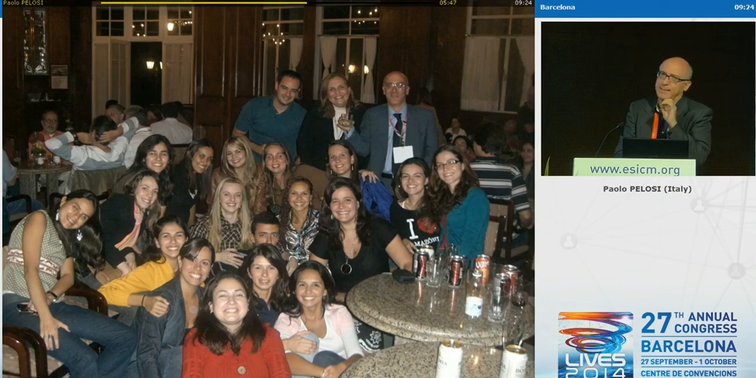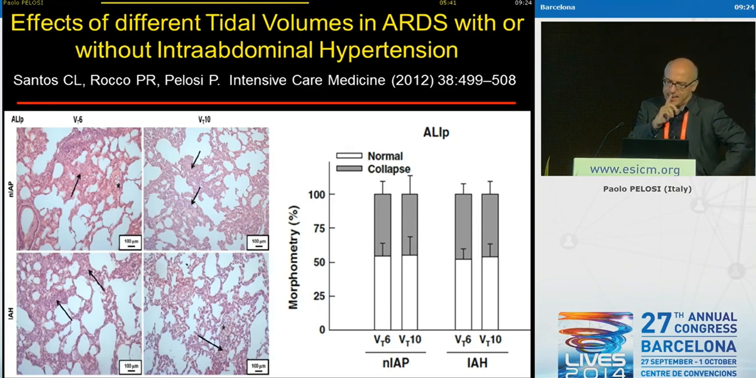Now I show you some data from animals that we did with Patricia Rocco in Rio. This is a study in which we look at the effects of different tidal volumes, so different transpulmonary pressure, in two conditions: a model of pulmonary RDS and a model of extrapulmonary RDS. And this is what we found in a model of pulmonary RDS. This is the area of collapse with two different tidal volumes, without and with an experimental model of intra-abdominal pressure. And what we found was that in a model of pulmonary RDS with more consolidation, intra-abdominal pressure did not affect too much the amount of atelectatic tissue.